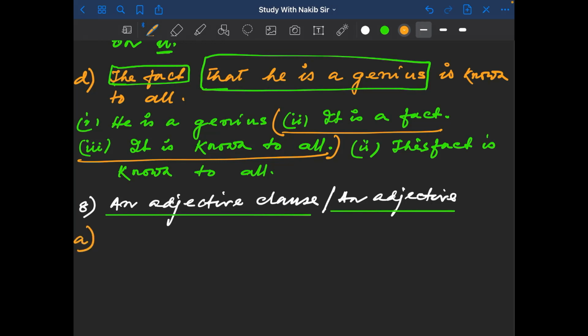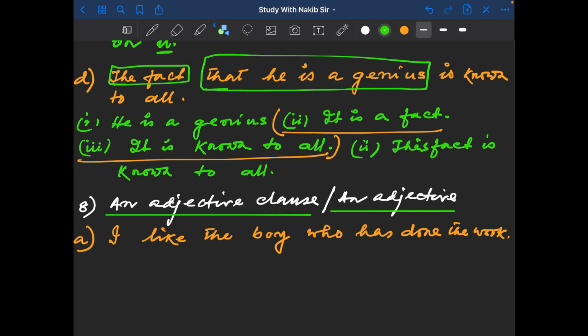See, I like the boy who has done the work. Okay, so who has done the work is an adjective clause, and for this adjective clause we will make a separate sentence. Who means a boy, the boy, he. So in place of who we will write a boy.